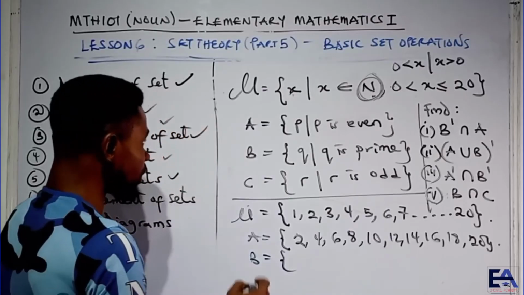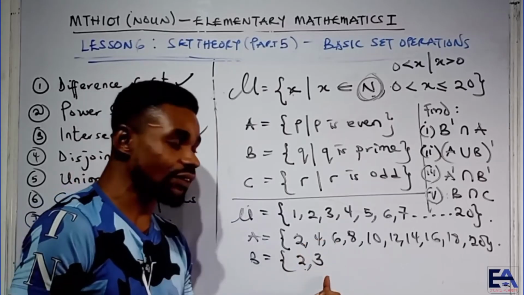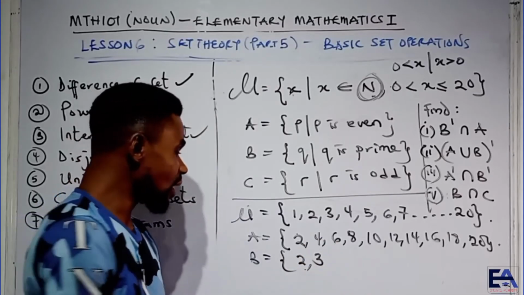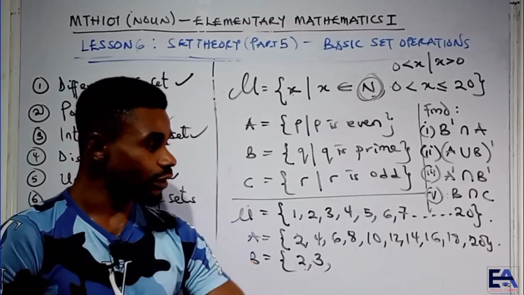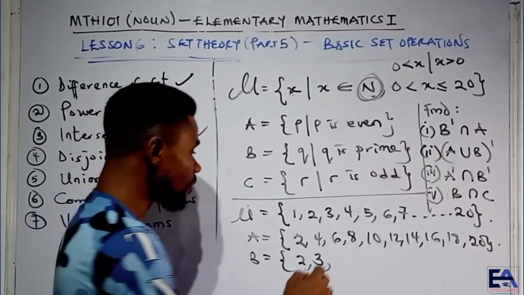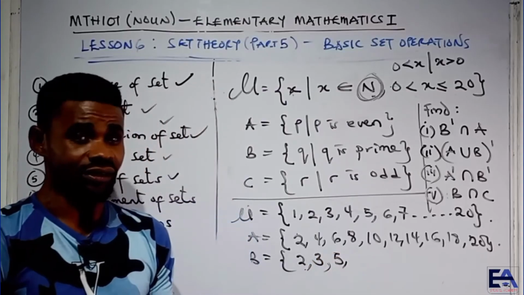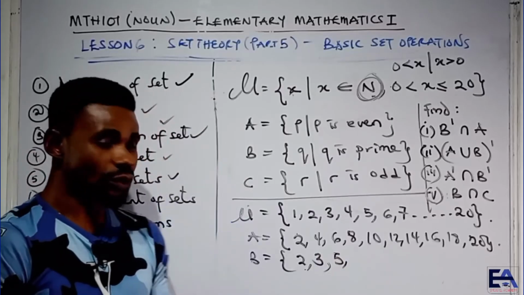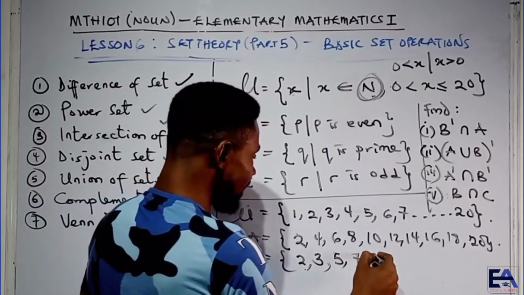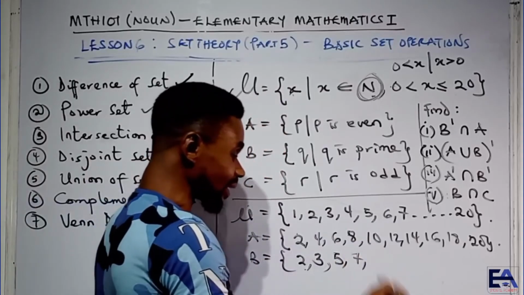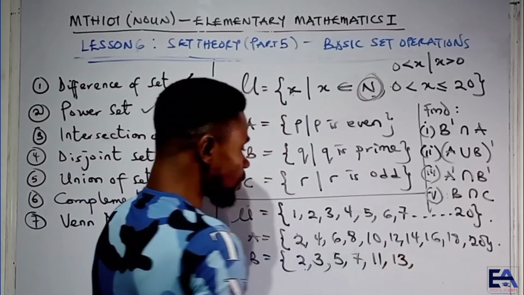The first example is 2. After 2, the next prime number is 3. No number can divide 3 without remainder. After 3, 4 can be divided by 2 without remainder, right? So we move on to the next one, 5. 5 is the next prime number. Then 6, 3 can divide 6, and 2 can even divide 6 too without remainder. So 6 is not prime. Then 7 is prime. 8 is not prime. 9 is not prime. 10 is not prime. 11 is prime. 12 is not prime. 13 is prime. 14 is not prime.